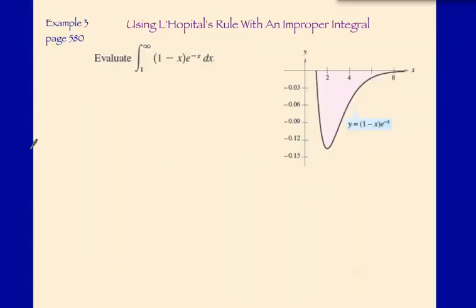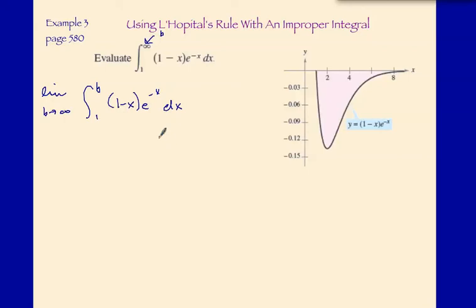All right, let's do example 3. We're going to use L'Hopital's rule with an improper integral. Once again, we have an endpoint of integration that is infinity. So we're going to change this to the limit as b approaches infinity of this integral from 1 to b of (1 minus x) e to the negative x dx.